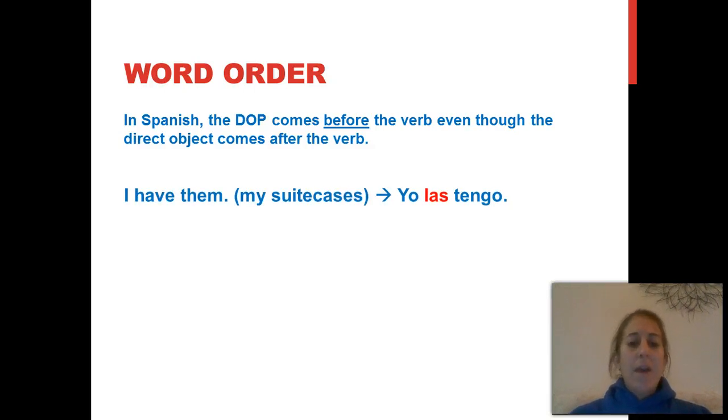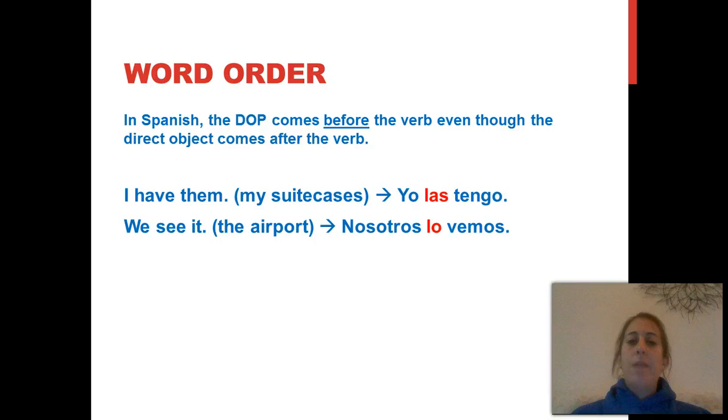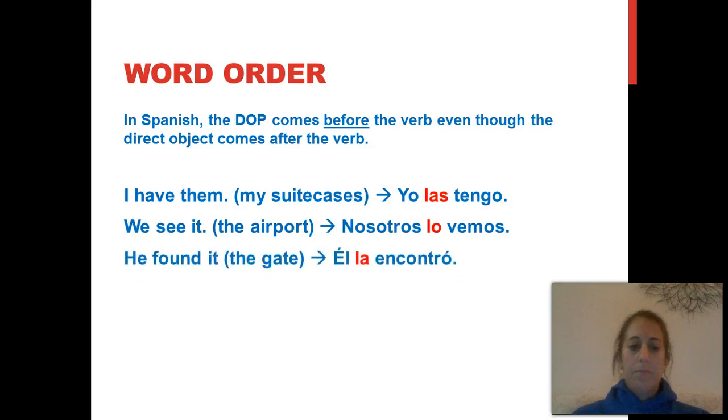I have them, and I'm talking about my suitcases. Yo las tengo. Yo las tengo means I have them. Okay? And I'm going to be using the examples from the previous sentence. So if that kind of gives you a heads up, where I got my answers. We see it, and I'm talking about the airport. Nosotros lo vemos. He found it, and we're talking about the gate. Él la encontró.